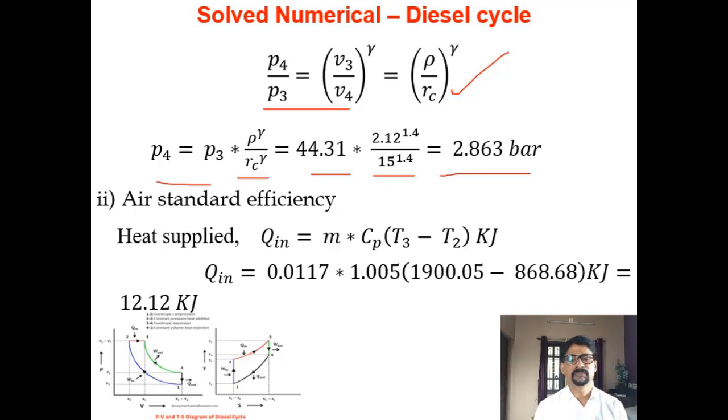Now let us find out the air standard efficiency. So for the air standard efficiency, let us find out the heat supplied first.